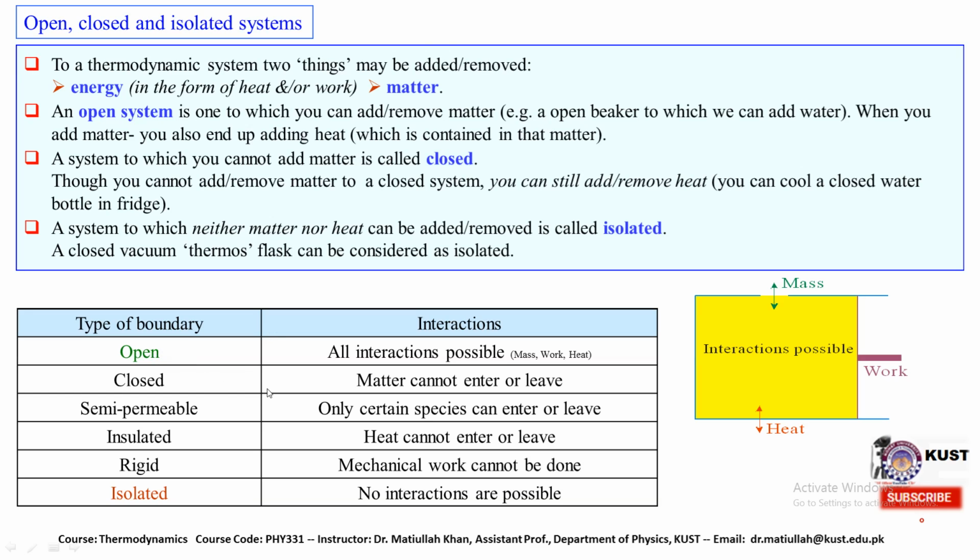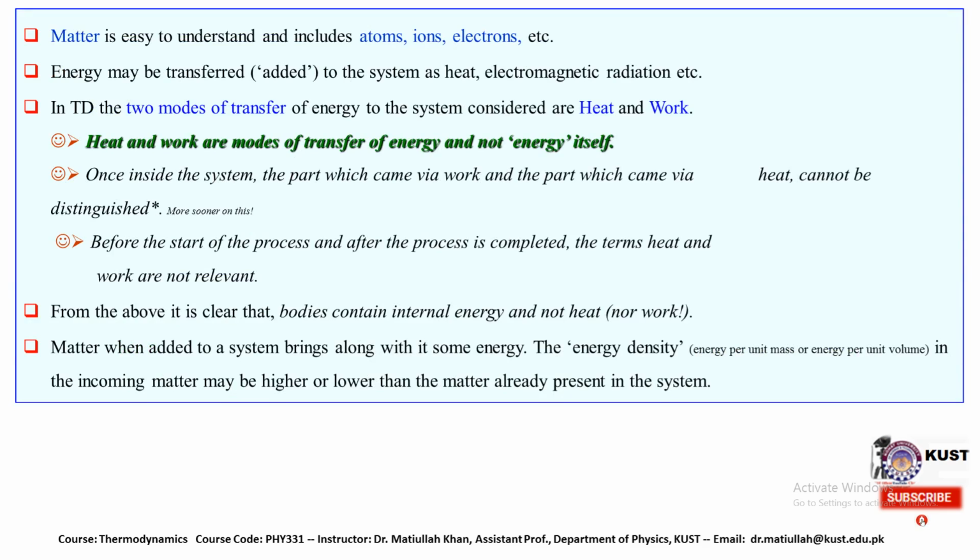We have the closed system, where mass or matter cannot be exchanged with the surrounding, but only heat can enter or leave the system. We have the semi-permeable system, where only certain species can enter or leave the system. We have the insulated system, where heat cannot leave or enter the system. And we have the rigid system, where mechanical work is not possible. And we have the isolated system, where no work, no heat, and no mass can be exchanged between the system and the surrounding, so it is completely isolated from the surrounding.